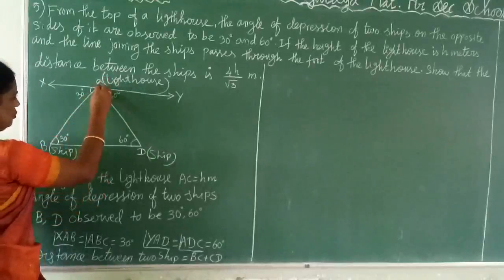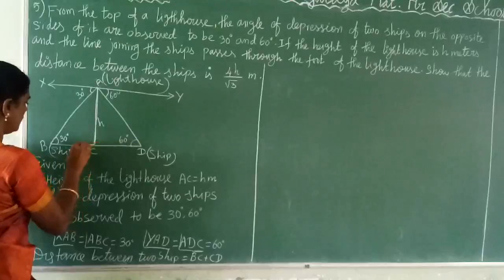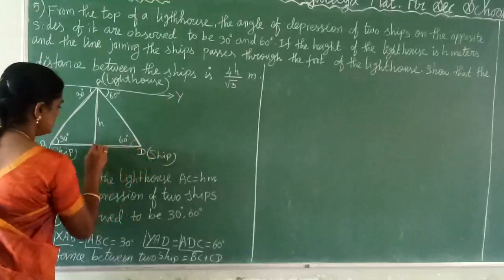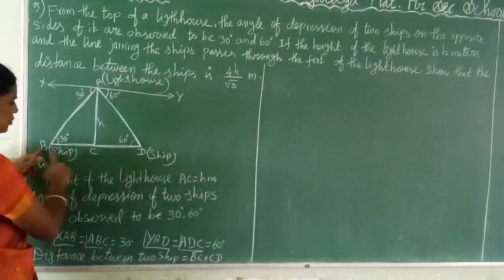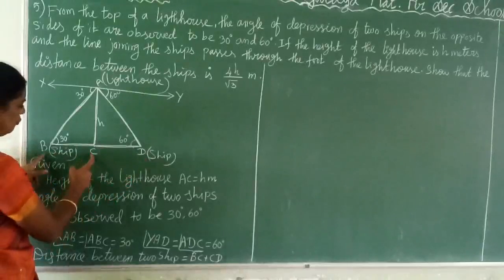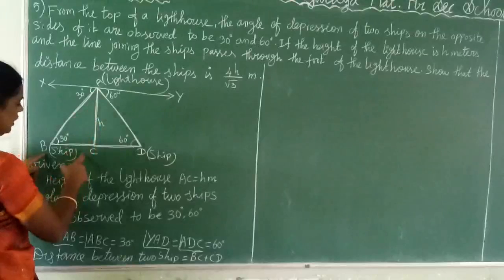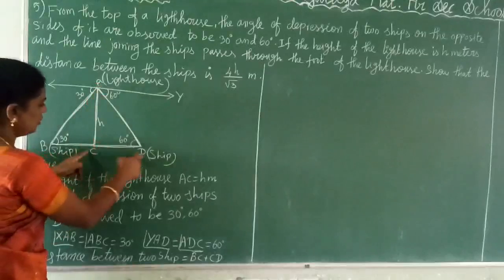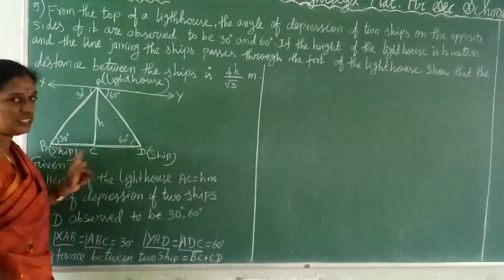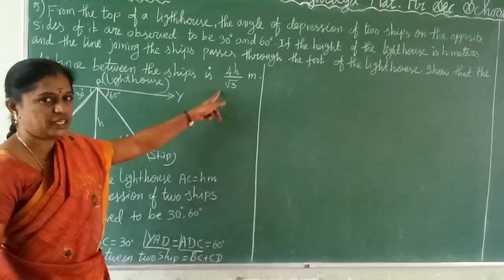See this diagram. Consider one triangle ABC and another triangle ADC. You want to prove the distance between the two ships, BD. So first, using this triangle, find BC, and using this triangle, find CD, and then add these two, and we get the answer 4h root 3. Clear?